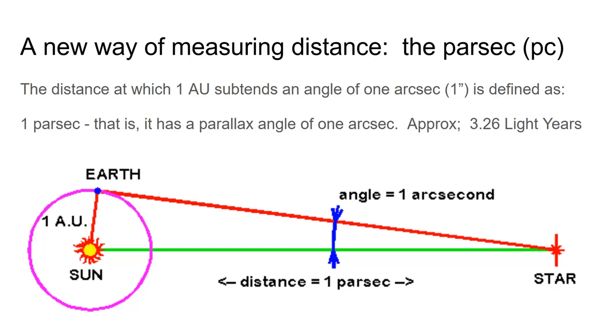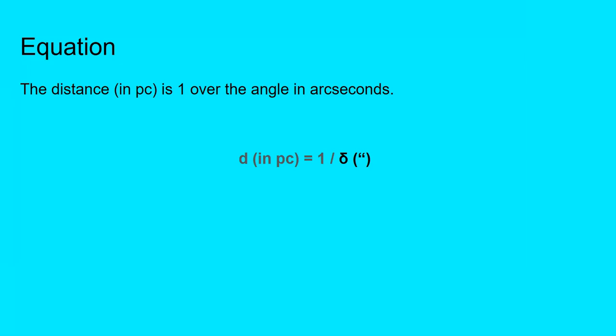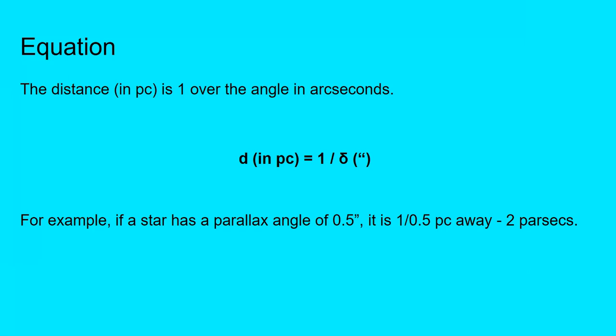But the beautiful thing about this is that there's a nice simple relationship that I'm going to show you. Here it is. The distance to anything in parsecs is 1 over the parallax angle in arcseconds, which is really kind of nice and convenient. Like, for example, let's say a star has a parallax angle of 0.5 arcseconds, then it is 1 over 0.5 parsecs away. 1 over 0.5 is 2 parsecs. So it's a really easy way to determine the distance to something based on the parallax angle in arcseconds. And again, 1 parsec is about equal to 3.26 light years.